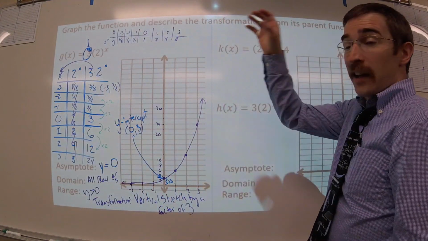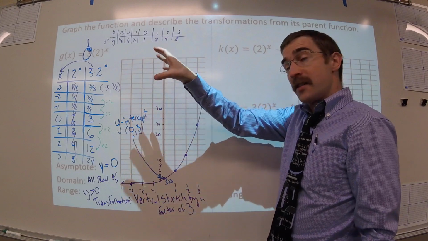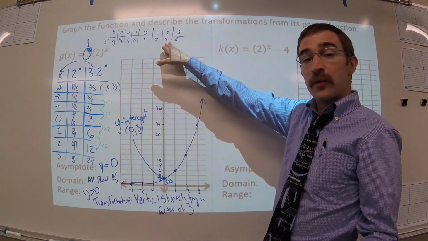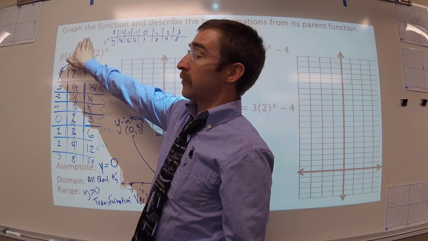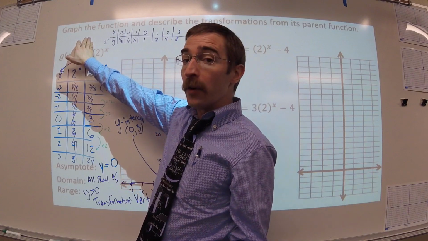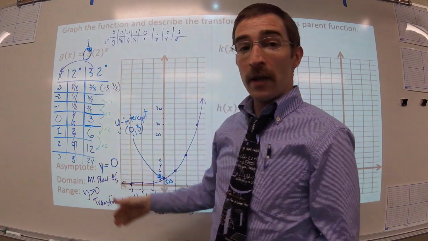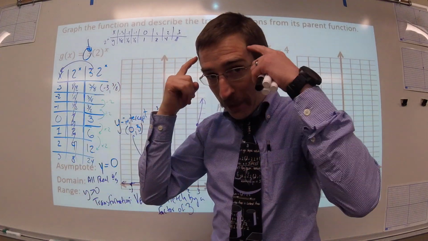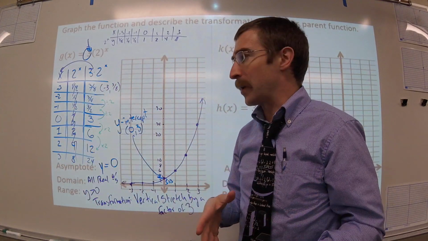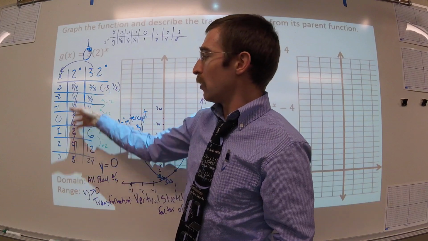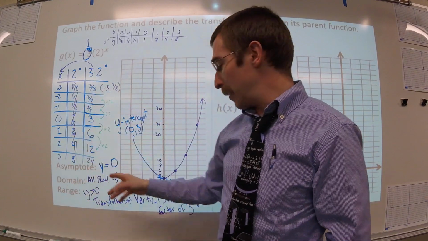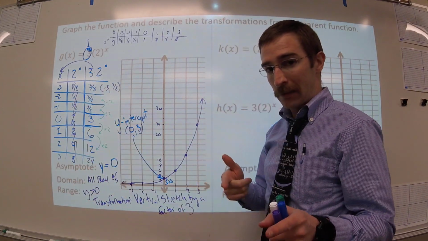Essentially, that number multiplied out front takes your original function, in this case 2 to the x, and multiplies all the y numbers by 3. So if you know all of these already off the top of your head, which hopefully you will when you do enough practice, you can just multiply them all by 3 and graph them. Okay.